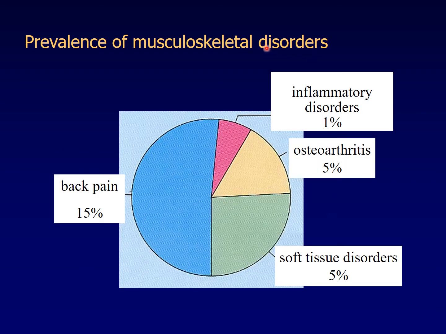This is the prevalence of musculoskeletal disorders. The most common presentation in OPD is back pain, then osteoarthritis and soft tissue disorders, and inflammatory disorders like rheumatoid arthritis at 1%.